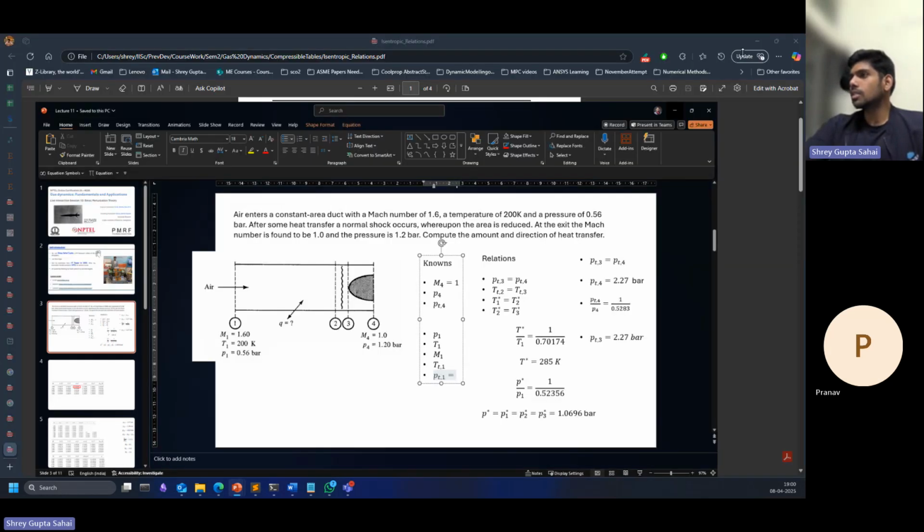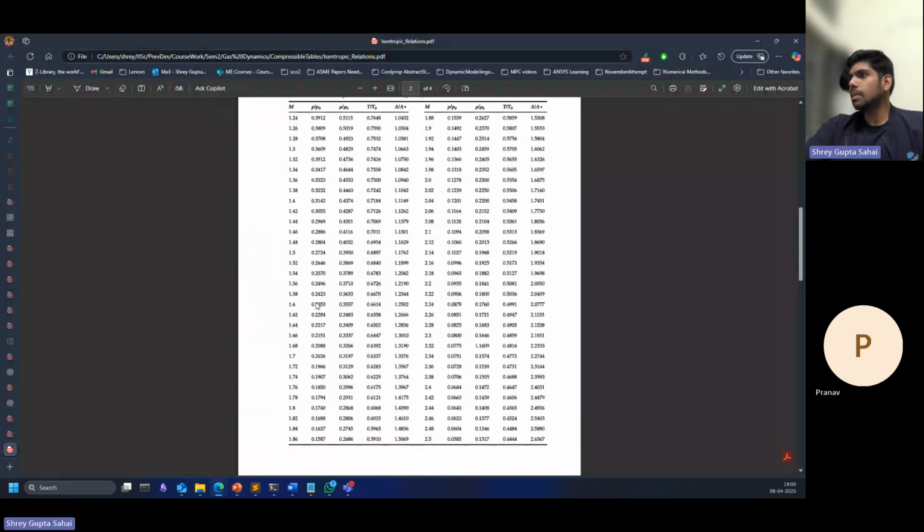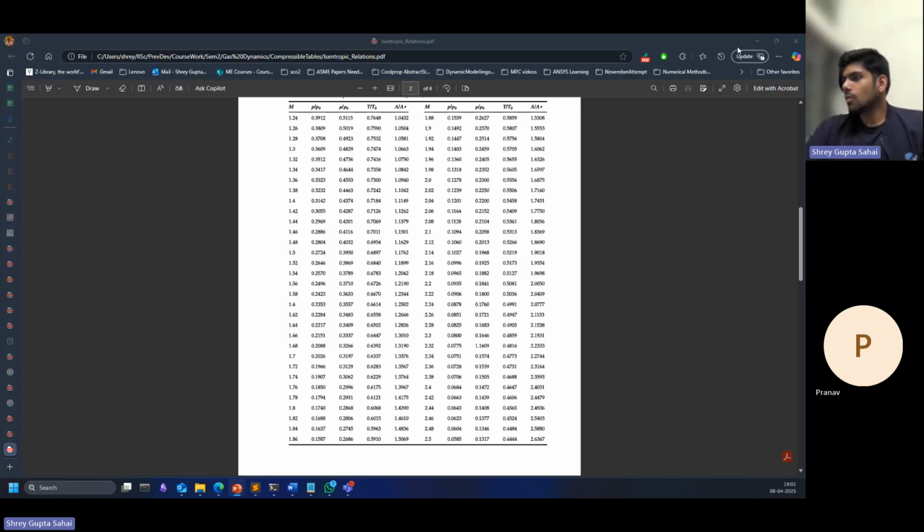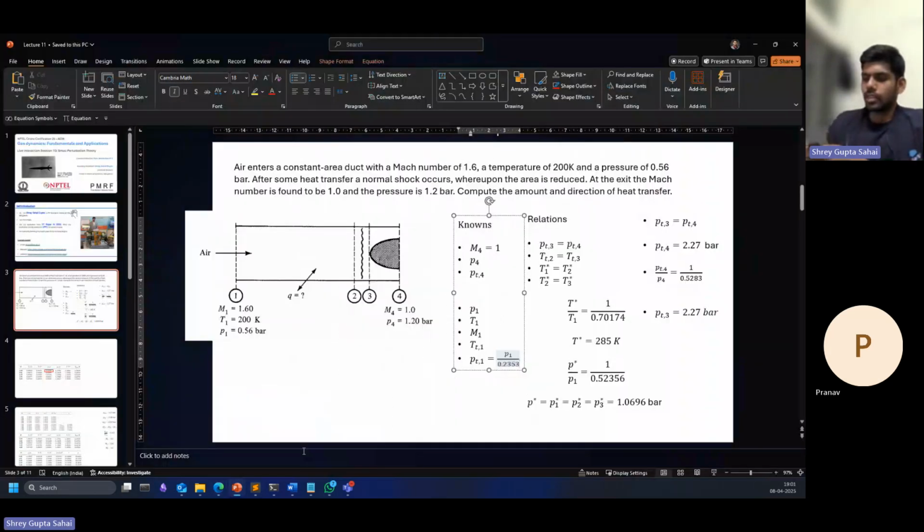The Mach number is 1.6. So P by P total is a ratio of 0.2353. Let's use that. So this is P1 divided by 0.2353. Now let me check what this number is. It's 2.3797.